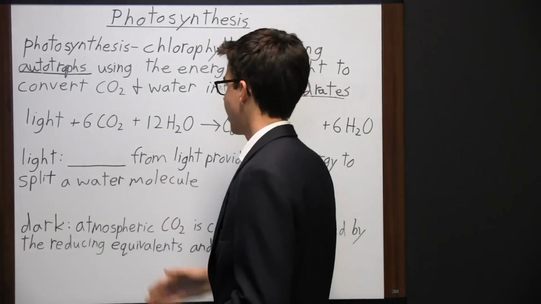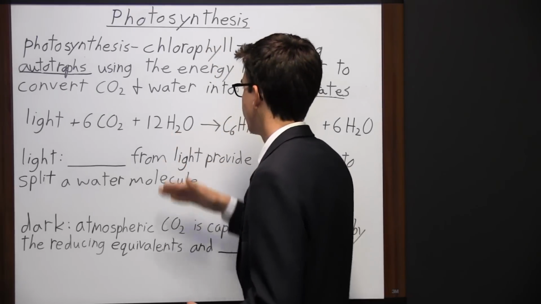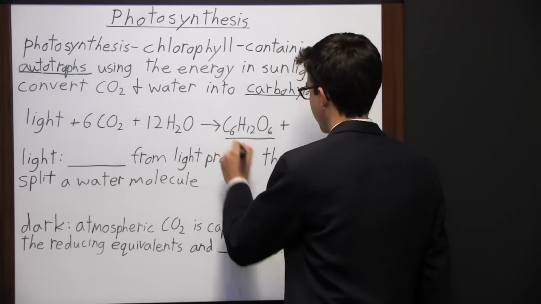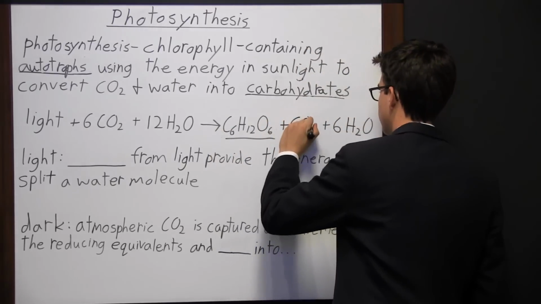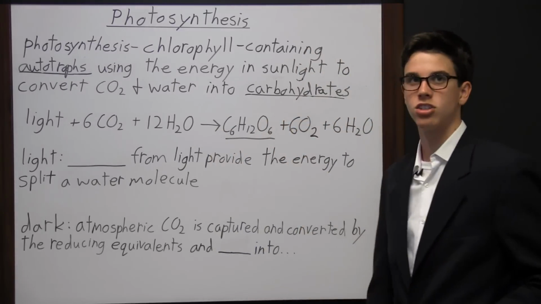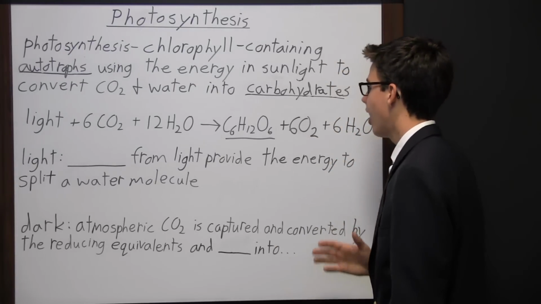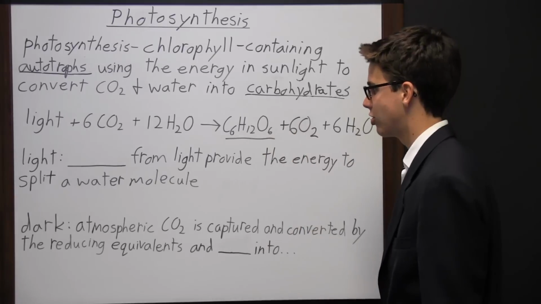All right, so this is what the reaction actually looks like. We have light plus 6 moles of carbon dioxide and 12 moles of water to make our carbohydrates. So that's what we're going for, but it also produces oxygen and water, but oxygen is considered a waste product because the goal of this reaction is not to create oxygen, it's to create this carbohydrate.